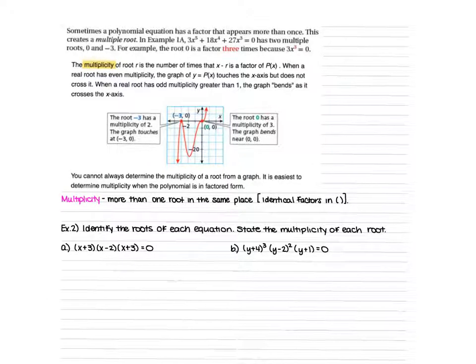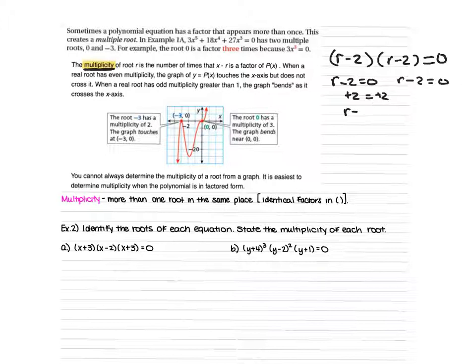Multiplicity is how many times that factor shows up. So maybe it's more than once. For example, if we've got r minus 2 and r minus 2 equals 0, then we would go r minus 2 equals 0 and r minus 2 equals 0. We would add 2 to both sides just like we did yesterday. And we would get r is equal to 2.